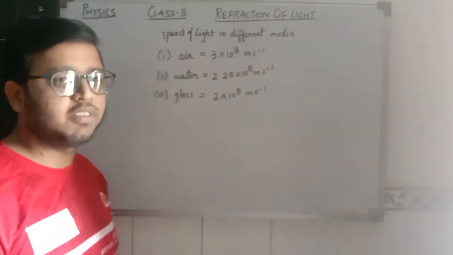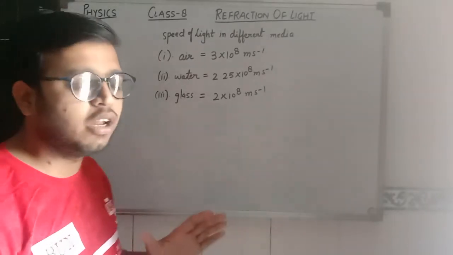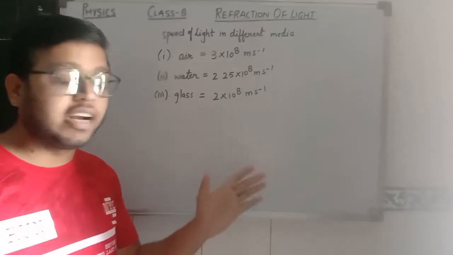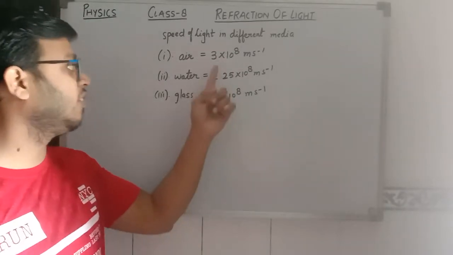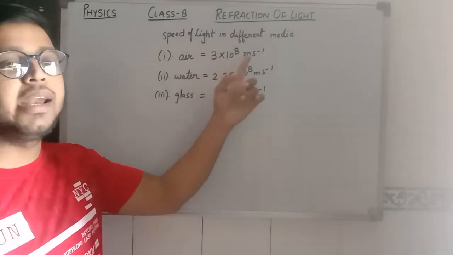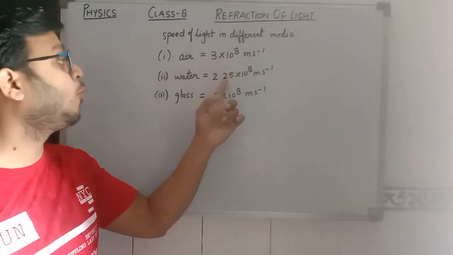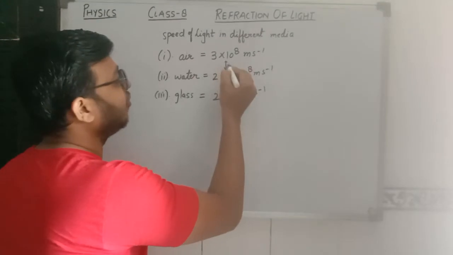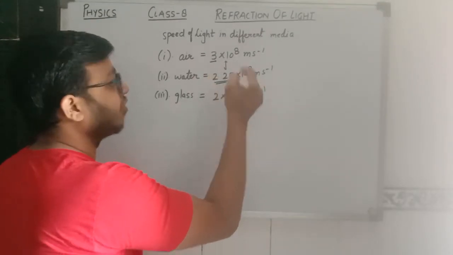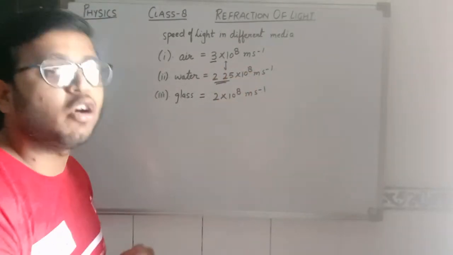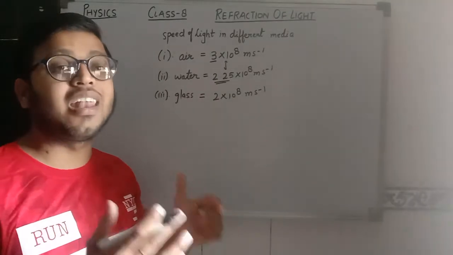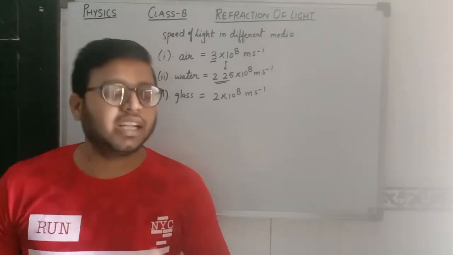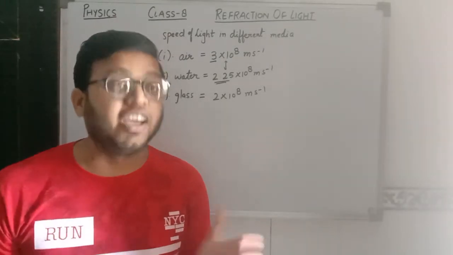In some books there are some differences between these values. But according to the concept, these 3 values are different and there is a large difference. You can see 3 into 10 to the power 8 meter per second, 2.25 into 10 to the power 8. You are observing that there is a very little difference between 3 and 2.25. But there is 10 to the power 8 also written, so this makes the large difference. So the speed of light in different media is very different.